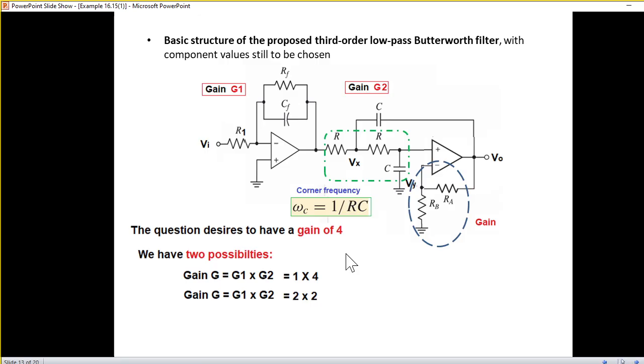So now we have two options. Our question says that we have to have a gain of 4. One option is that we take the gain of the first part as 1 and the gain of the second part as 4. That is one possibility. The other, we can say that the gain of the second part is 2 and also the gain of the first part is 2. So that is another possibility.